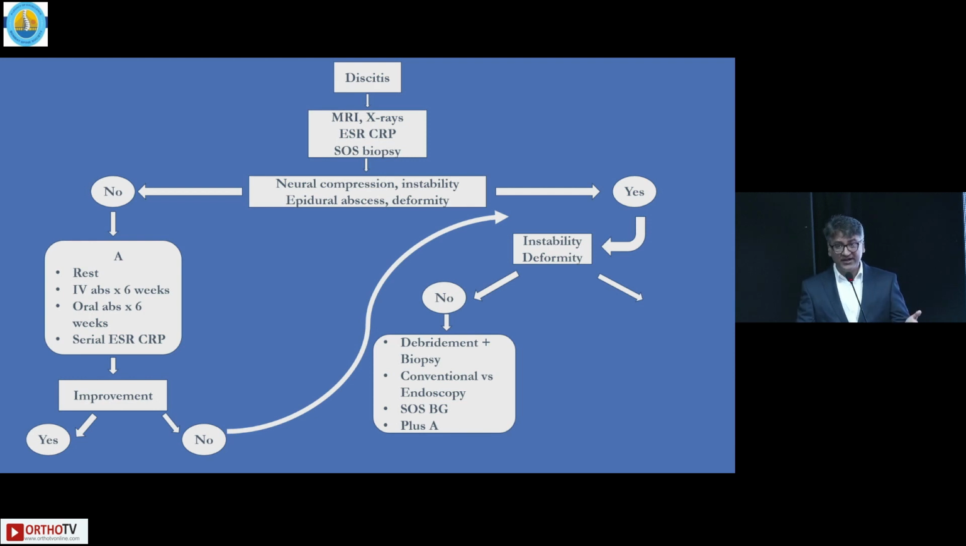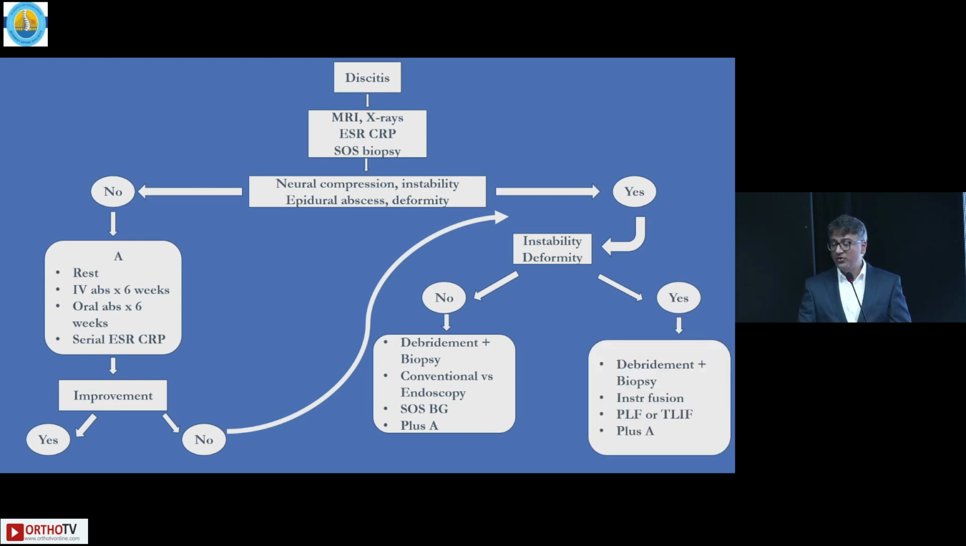You may put a bone graft and always follow that up with the conservative management protocol with regards to IV antibiotics. In case there is instability or deformity, it's a no-brainer. You have to operate in the form of debridement plus fusion. What type of fusion? It can be either a posterolateral fusion or could be an interbody fusion. Again, the mainstay of treatment being the antibiotics, always follow that up with the conservative.